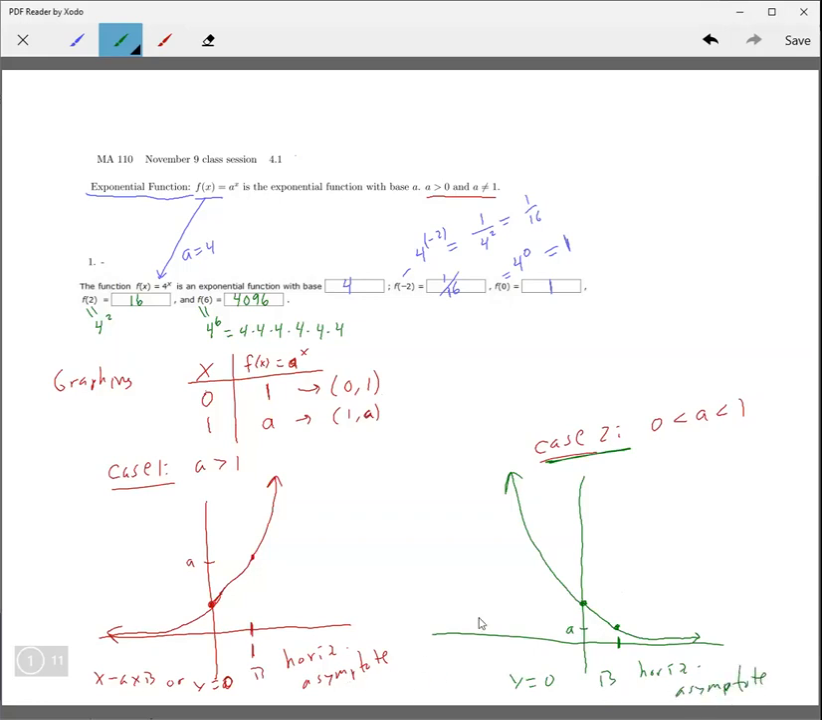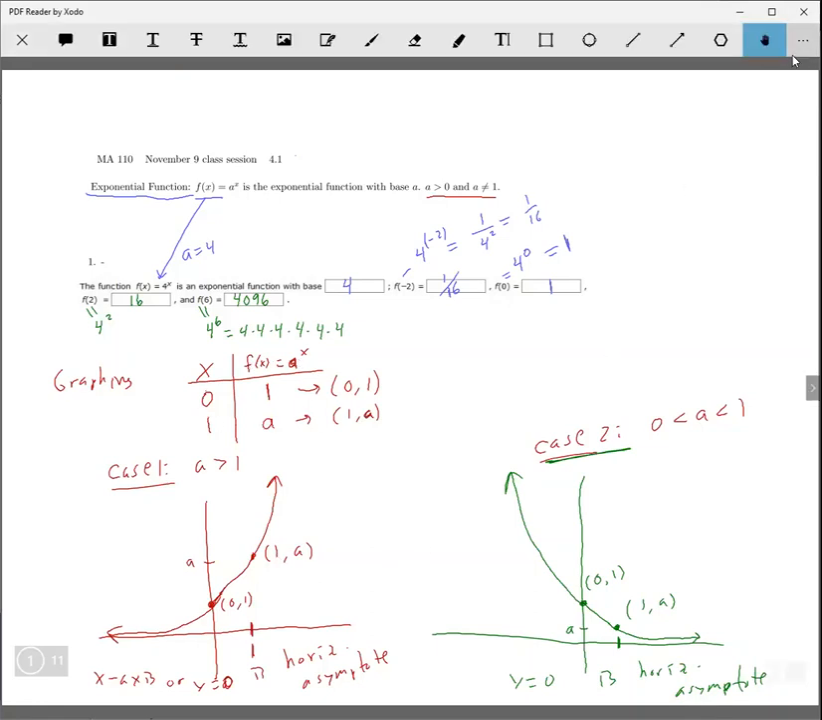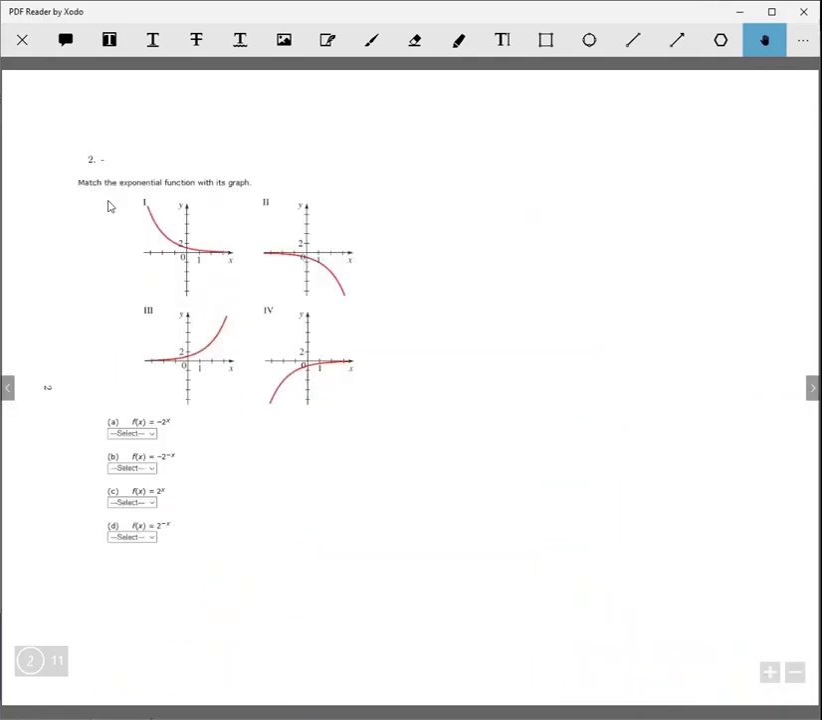So that's in both cases. y equals 0, or the x-axis, in both cases is going to be a horizontal asymptote. Here it qualifies because as you go to infinity, it goes to 0. Here it qualifies because as you go to negative infinity, it goes to 0. So those are the two different cases, and it comes from plotting these 2 points, (1, a) and (0, 1), which we got from the equation. Now let's go to some of the exercises where we apply this information.